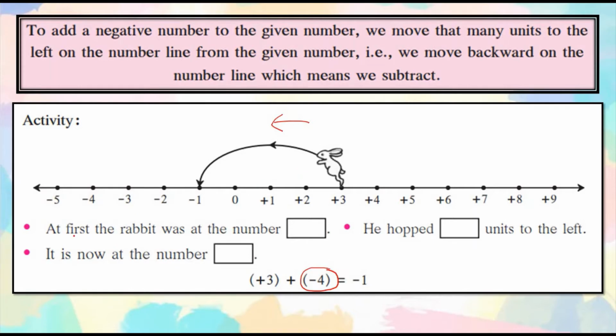Now let's answer the questions again. At first, the rabbit was at the number +3. So I will write +3. Second question, it hopped dash units to the left. How many units? Let's count together. 1, 2, 3 and 4. So I will write number 4. And now it has reached which number? -1. So I will write -1 in the box. So this is how we are supposed to do this activity.